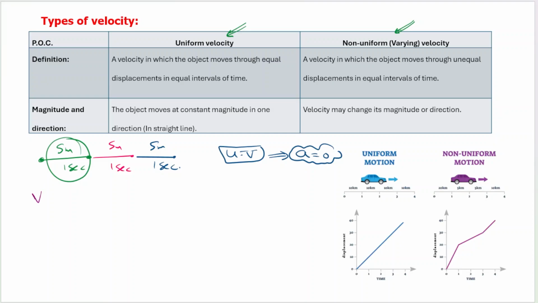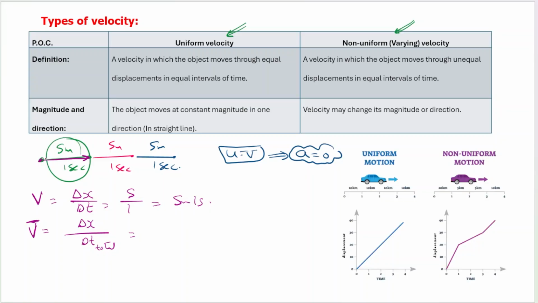So to calculate its velocity, you just find the total displacement divided by total time. The total displacement done during the first second is 5. It's displacement over time, which is 5 meters per second. But to find its average velocity, you will find the total displacement divided by total time.